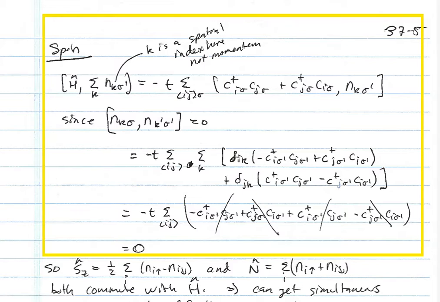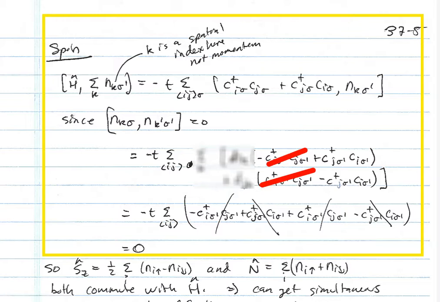Using the sum over K first, we recognize that the delta IK and the delta JK will both disappear because there's no K in the terms in the parentheses. And then what we're left with are terms that will cancel pairwise. So you can see the minus C dagger I sigma C J sigma prime has a C dagger I sigma prime C J sigma prime right below it.